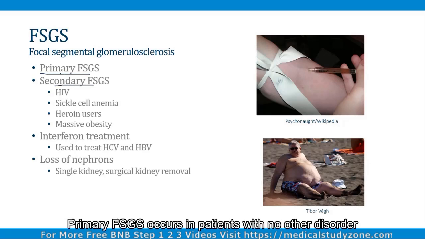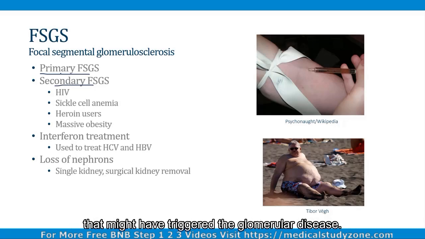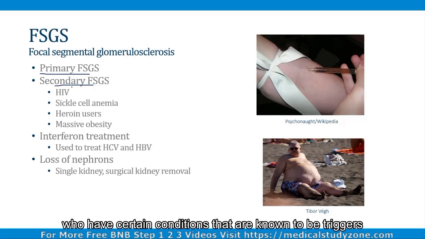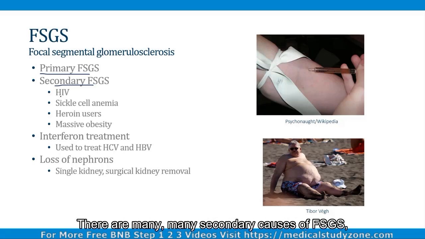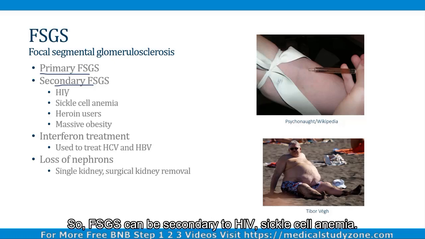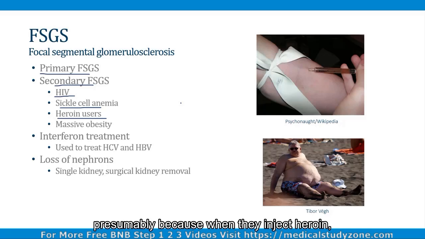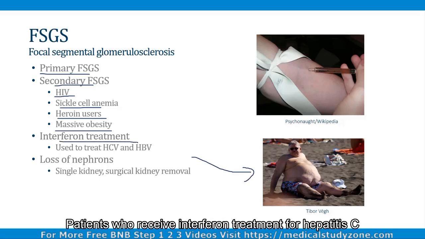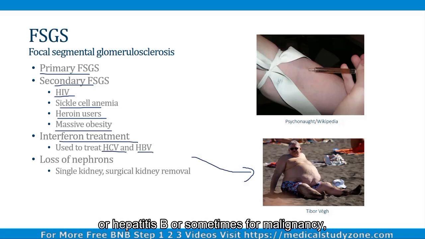Primary FSGS occurs in patients with no other disorder that might have triggered the glomerular disease. Secondary FSGS occurs among patients who have certain conditions that are known to be triggers for this form of glomerular disease. There are many secondary causes of FSGS, but I've written some of the important ones on this slide. So FSGS can be secondary to HIV, sickle cell anemia. It occurs among heroin users, presumably because when they inject heroin, they also inject other substances into the blood, which accumulate in the kidneys. And then it's also associated with massive obesity, like this man right here. Patients who receive interferon treatment for hepatitis C or hepatitis B, or sometimes for malignancy, some of these patients go on to develop FSGS.